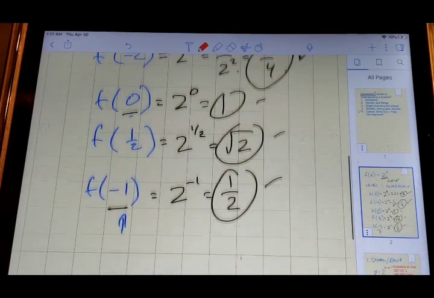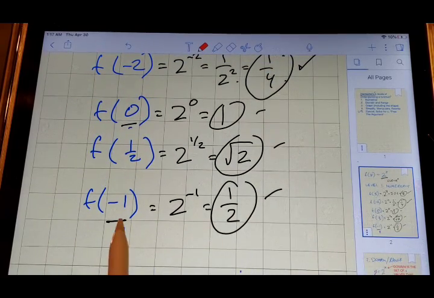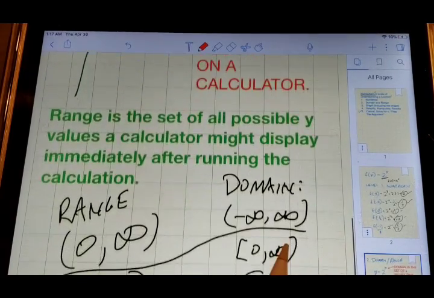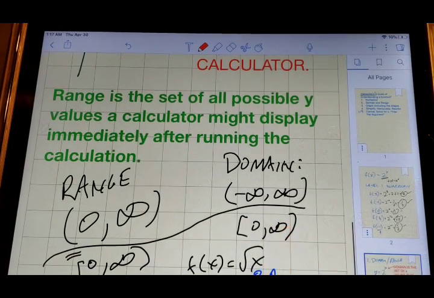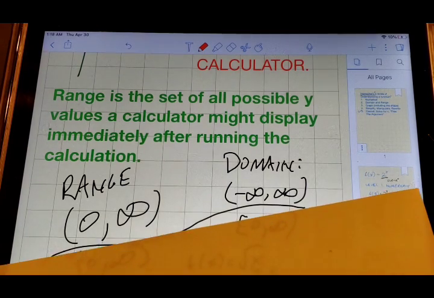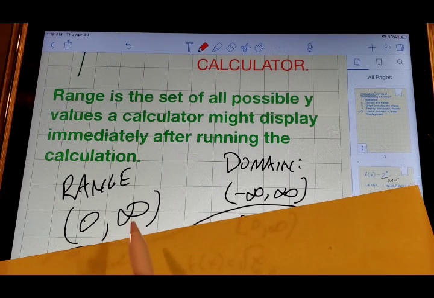And that's kind of interesting. Let's look at what happens when you put in a negative number. You see how the answer is not negative. You put in a negative number, the answer is a fraction. So you can think about this a little bit, and you would find that for this function, the range is 0, infinity, and the domain is negative infinity, infinity.